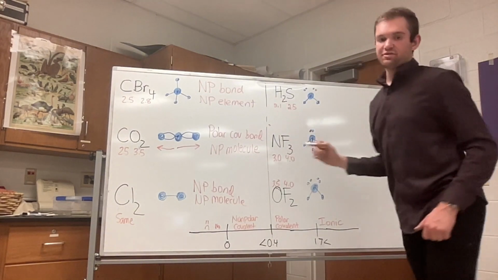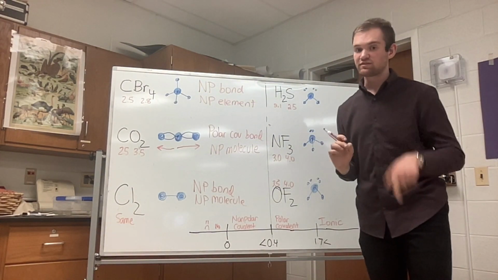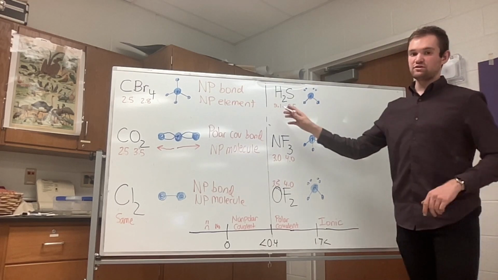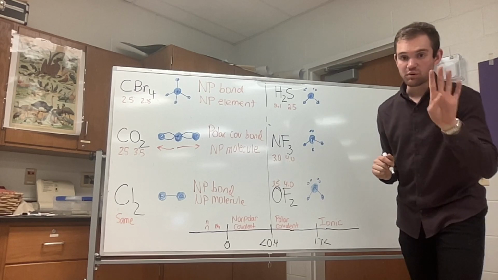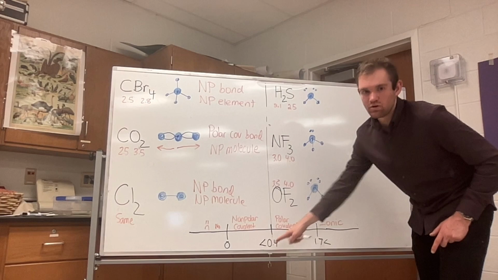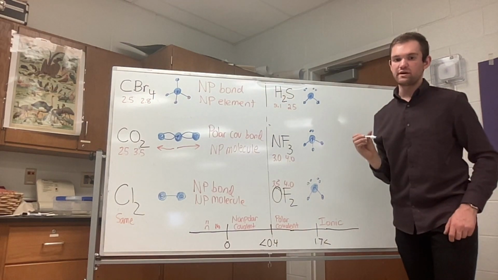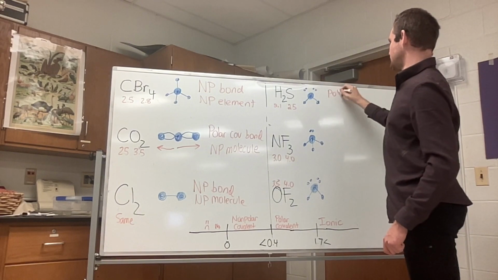Going to my final three, I have H2S. Now, H2S is bent. This is going to be weird. My difference here, 2.1 and 2.5, the difference between those two is 0.4. That's our magic number. If we're at or above 0.4, we are polar covalent. So this one's polar covalent.